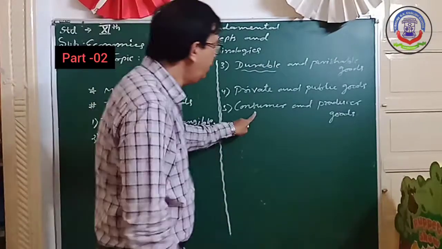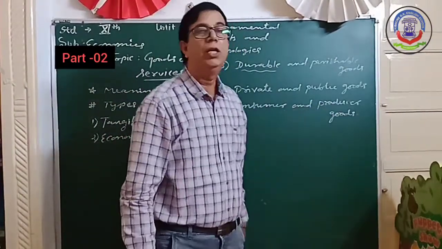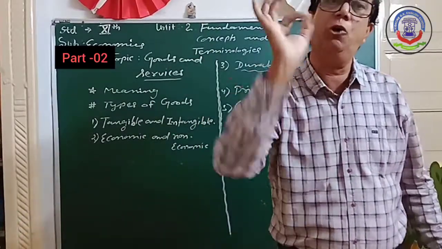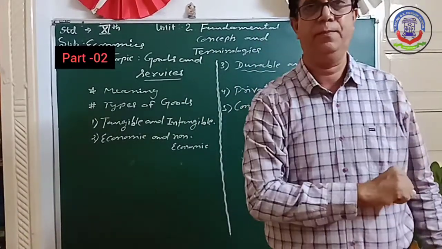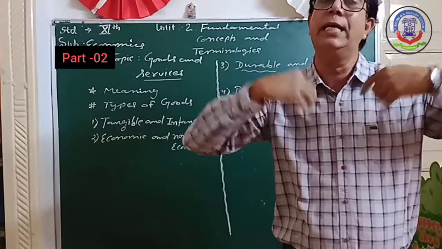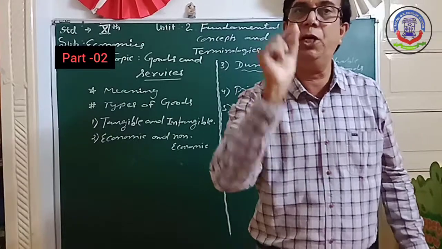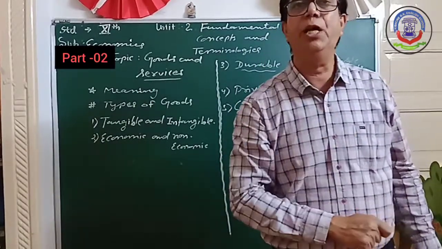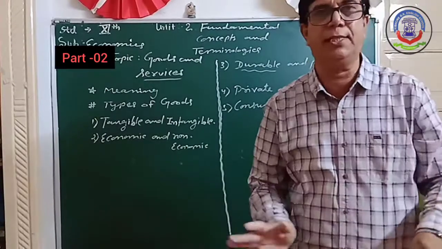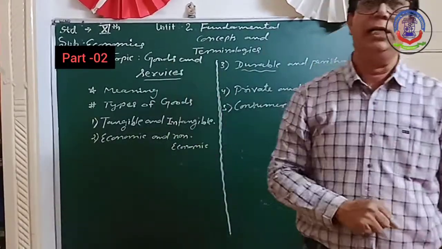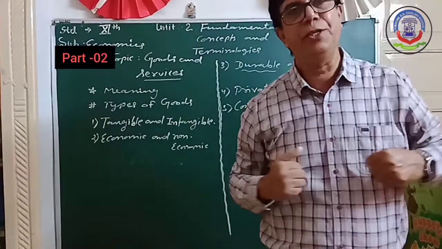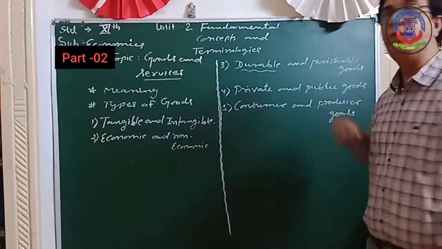And after that, consumer goods and producer goods. Consumer means customer. The goods which we can use directly without doing any production process, to satisfy our wants directly, that type of goods are known as consumer goods. We can use them directly. We do not do any process. Just like fast food. You give the order of pizza, Domino's. Then the service provider gives you the pizza. You can directly eat it. So that pizza is known as consumer goods.